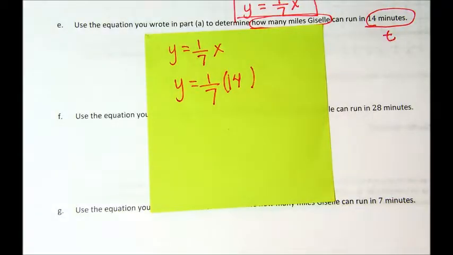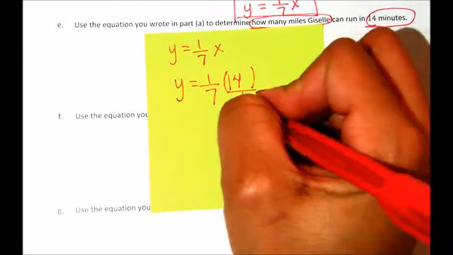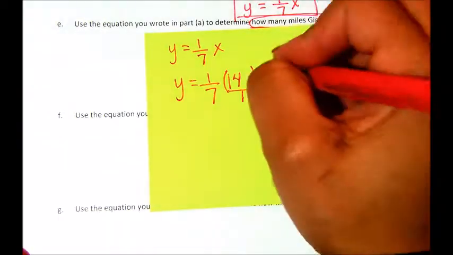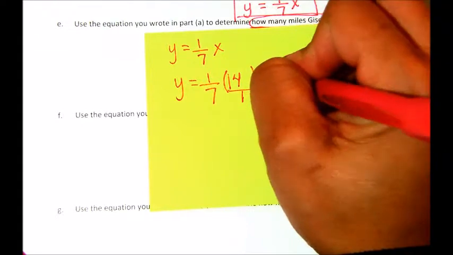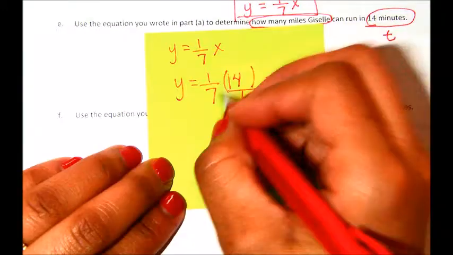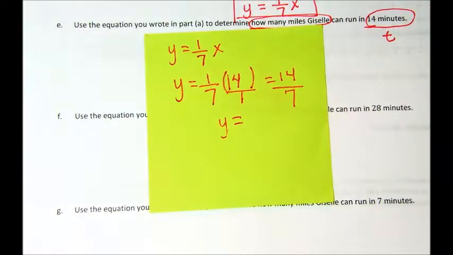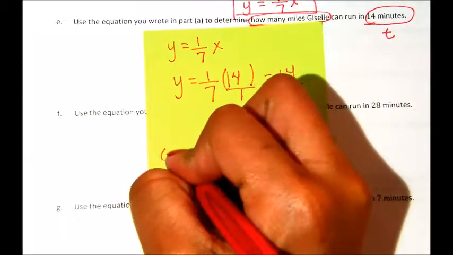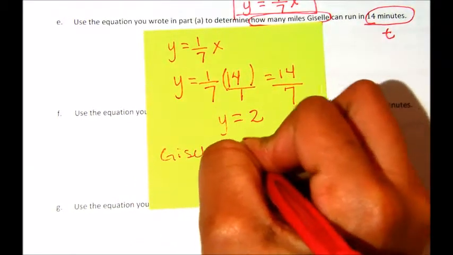Alright, so I know that I can multiply whole numbers and fractions by making my whole number a fraction. So I'm going to put 1 under my 14. I'm going to multiply straight across. 14 times 1 is 14, and 7 times 1 is 7. I'm not done because I see an improper fraction that could be reduced. So I know that y is actually equal to what? y equals 2. But let's answer the question. How many miles can Giselle run in 14 minutes? Giselle can run 2 miles.